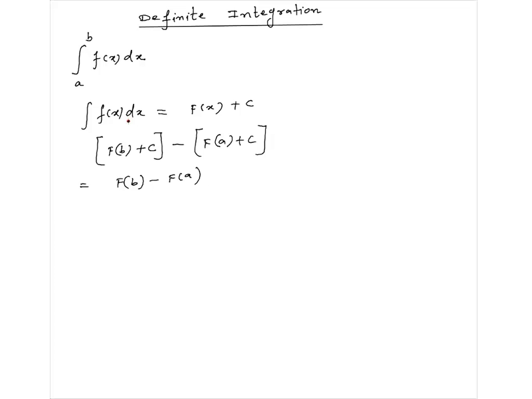Now you don't have an arbitrary constant. Because of the arbitrary constant, you could not be definite about your answer. Now that the arbitrary constant is not there, you are more definite about the answer.